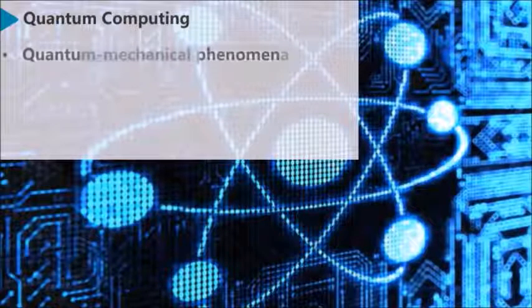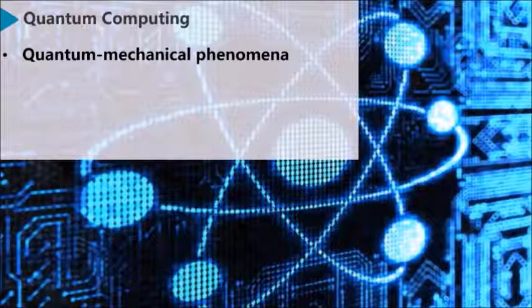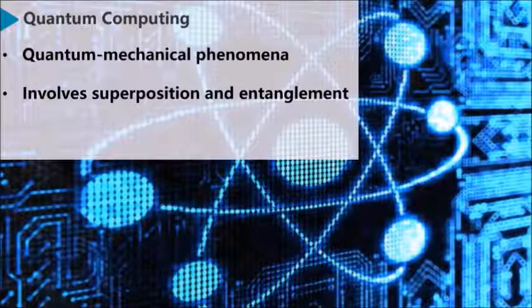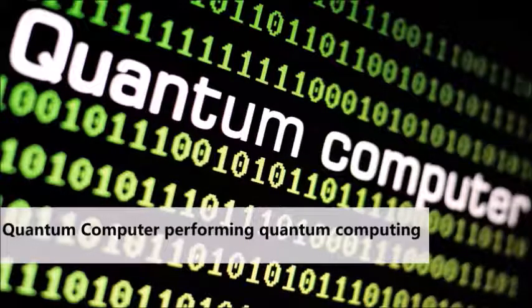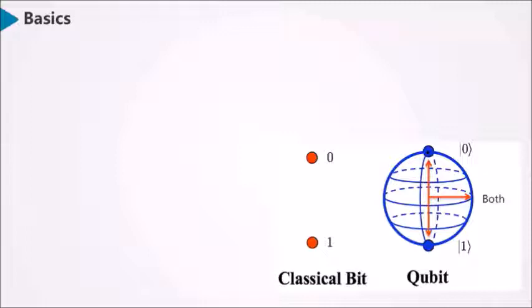Quantum computing is based on quantum mechanical phenomena, which involve superposition and entanglement. It is difficult to implement and break through because it involves both math and physics. So let's go through the quantum computer. A quantum computer is a computer performing quantum computing. These computers are used to solve problems more quickly than conventional or standard computers. They use the best quantum algorithms that compute faster than any other computer. These computers are designed for specific tasks.